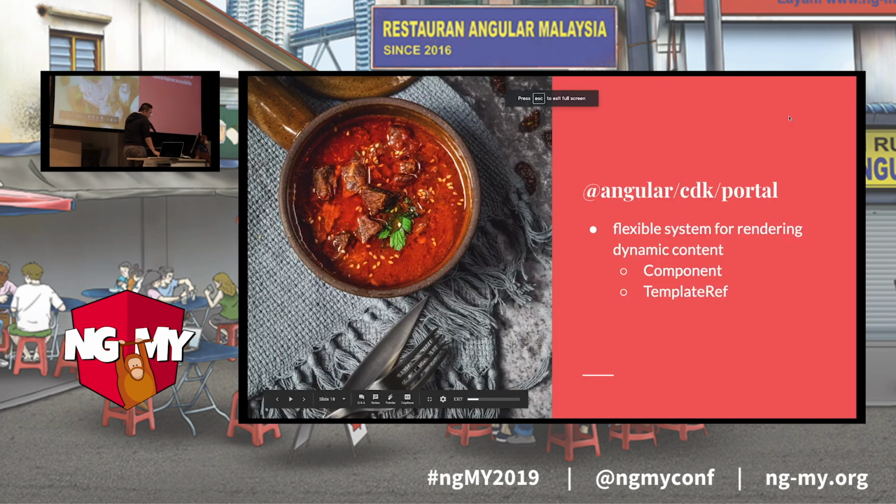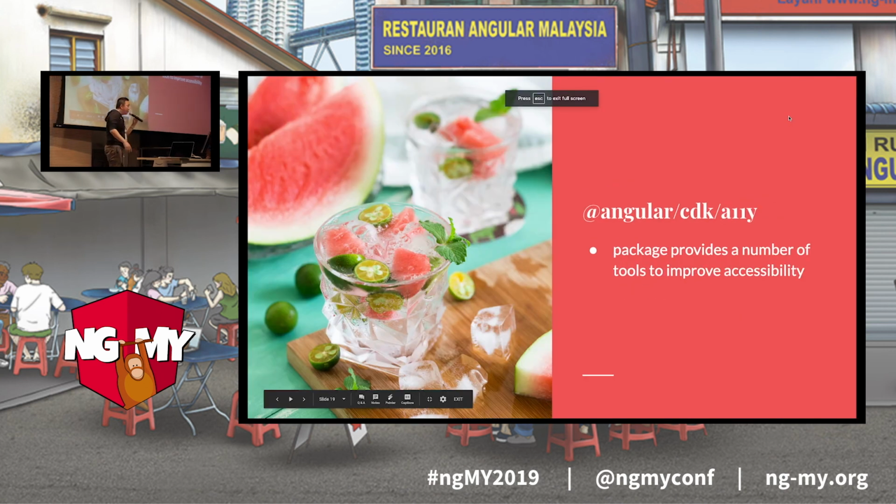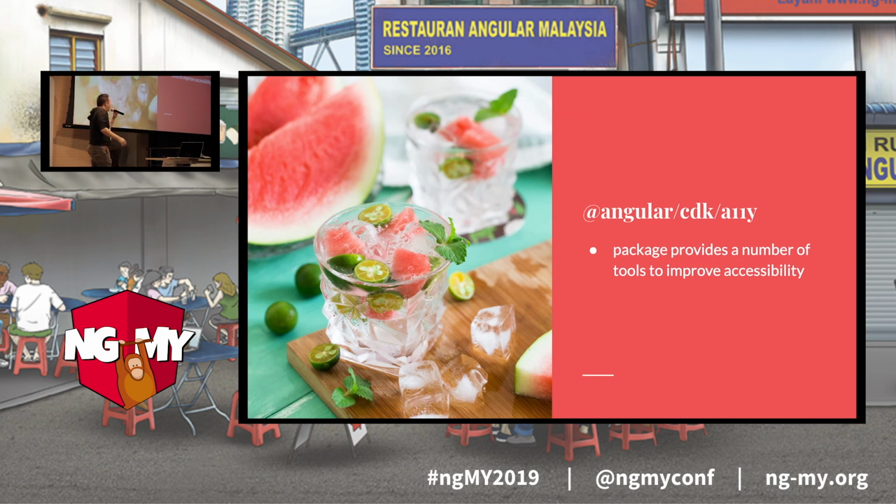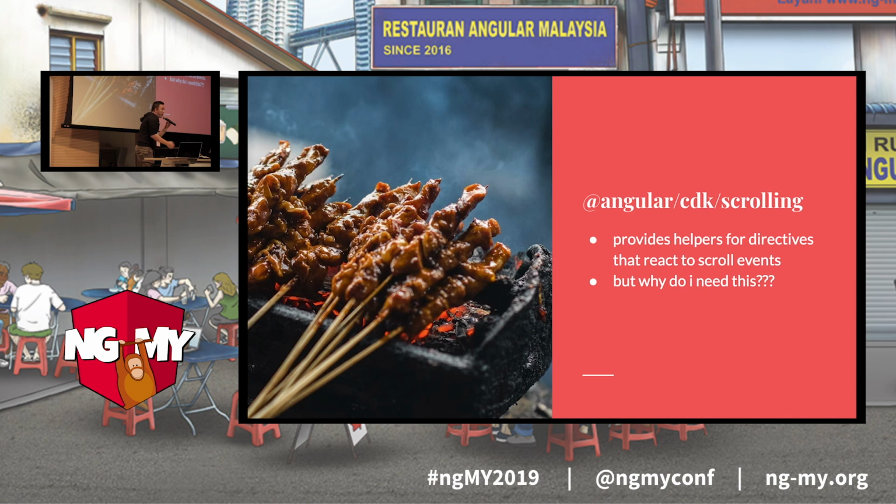Back to the slide. And then you have accessibility. The A11Y stands for accessibility. So you are able to navigate using your keyboard, and you're able to detect whether you focused an element using the keyboard or mouse. It's a great tool to help you make your app more accessible. But you can explore after this.